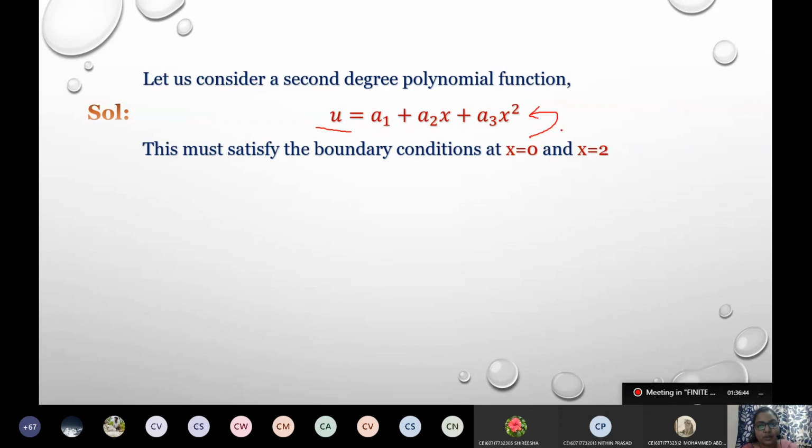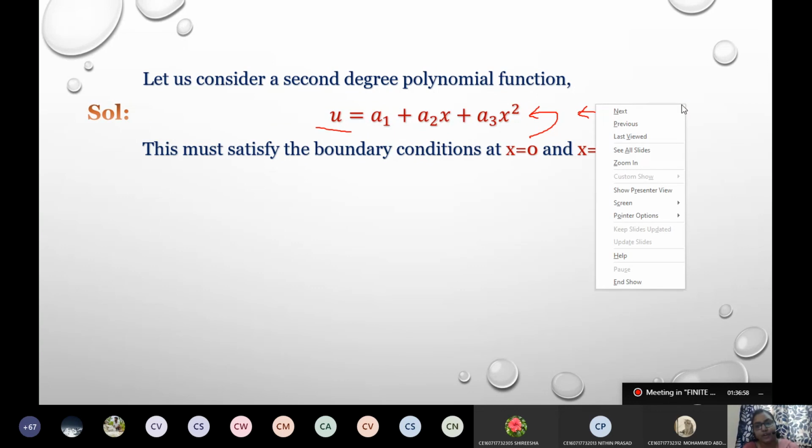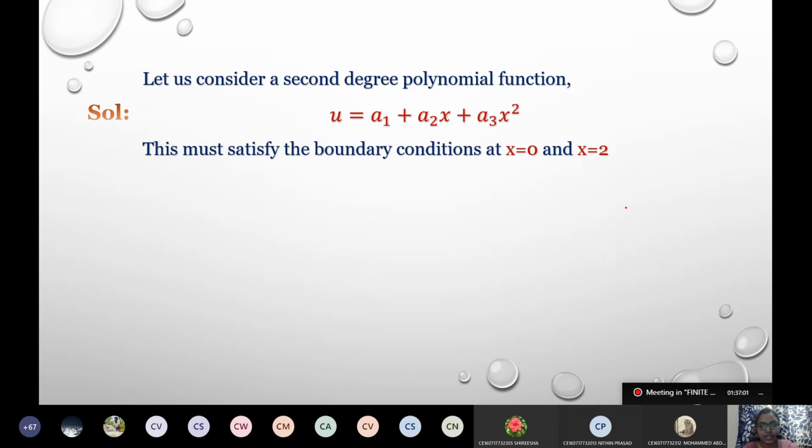Substitute x is equal to 0 in our considered polynomial function to get the values of the arbitrary constants that we have taken, a1, a2 and a3. The taken polynomial function has to satisfy the boundary conditions at x is equal to 0 and x is equal to 2. Now see, u is equal to 0 at x is equal to 2 and x is equal to 0. I'll substitute x is equal to 0 first.